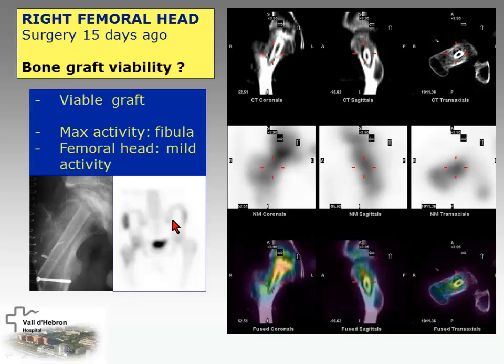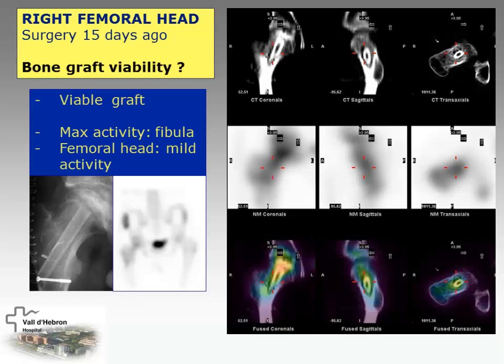On the planar images, you can see an increased diffuse uptake of all the femoral head. But this is normal because the child had surgery just 2 weeks before. And you can see also an increased uptake on the iliac crest, bilateral, more markedly on the right side. And this is also due to the recent surgery.